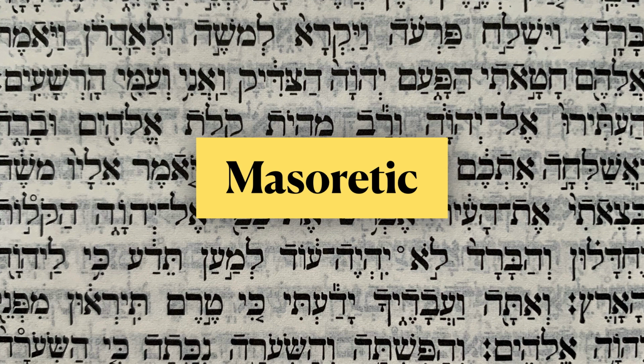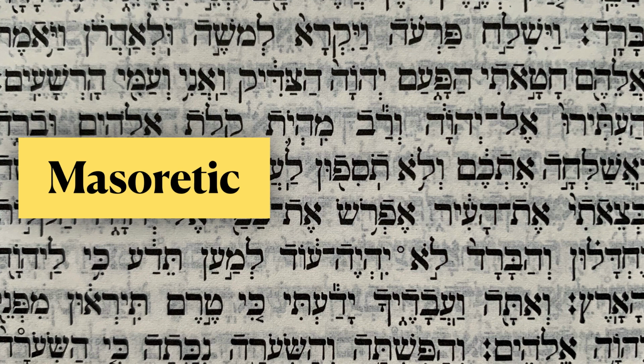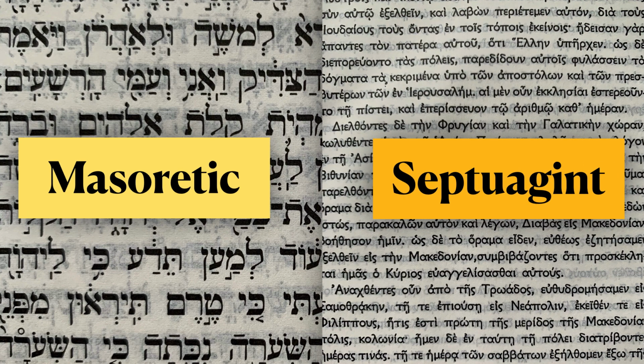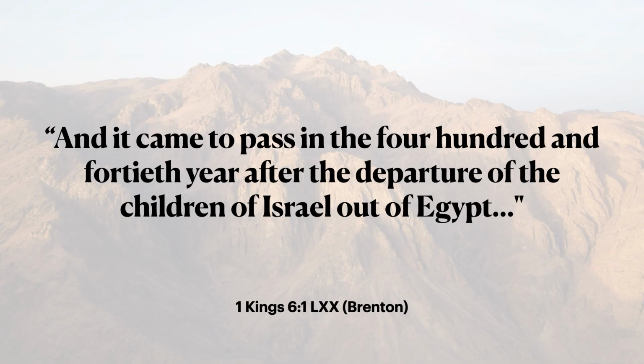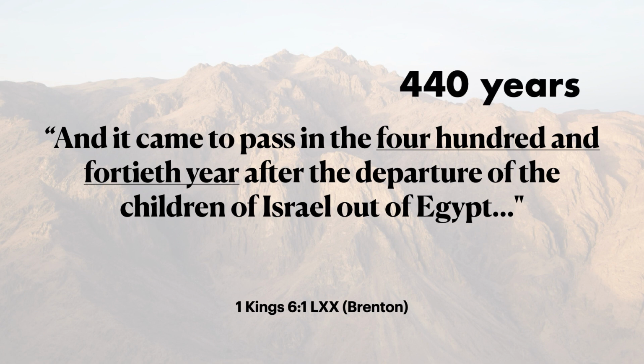However, we've been reading that passage as it's recorded in the Hebrew Masoretic text. The Septuagint is an ancient Greek translation of the Hebrew Bible. The Septuagint manuscripts we have are quite a lot older than the oldest Hebrew Masoretic manuscripts we've got, and in some places there are differences between the Hebrew and the Greek. What does the Septuagint say in 1 Kings 6 verse 1? "And it came to pass in the 440th year after the departure of the children of Israel out of Egypt." That is a 40-year difference.